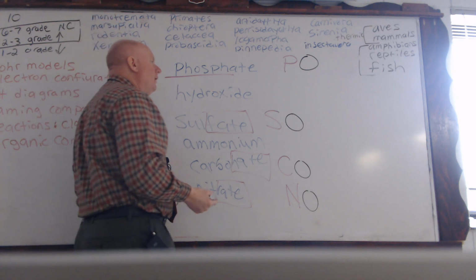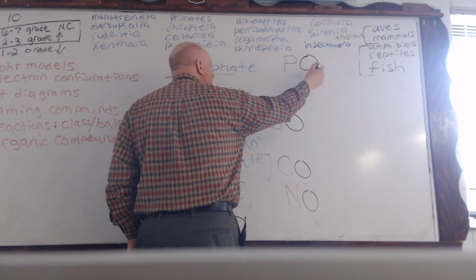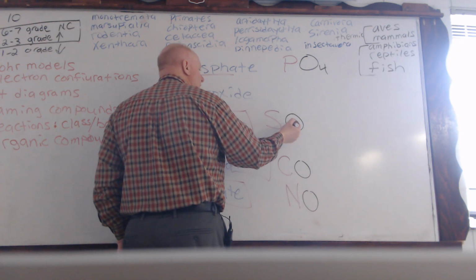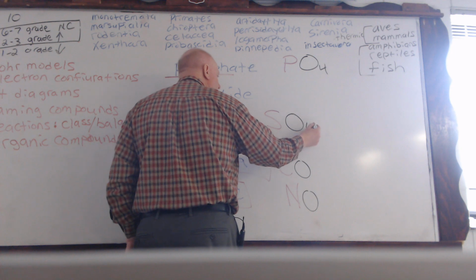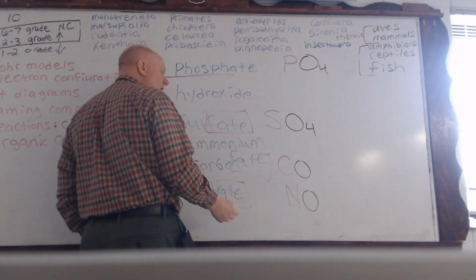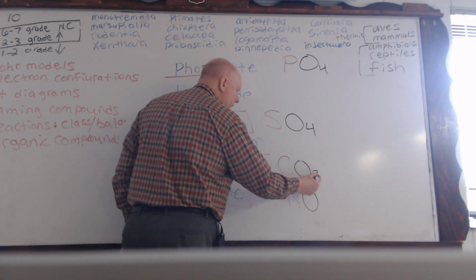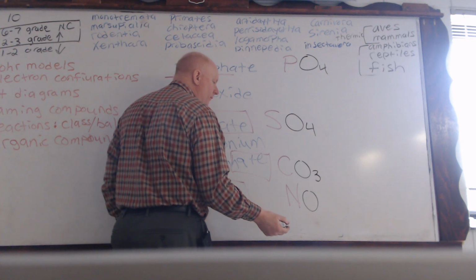So, how many oxygens does the phosphate ion have? How many does the sulfate ion have? 4. How many does the carbonate ion have? 4. And what about the nitrate? 3.